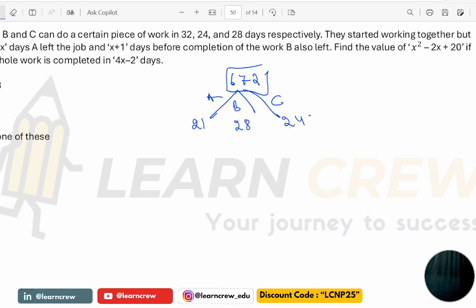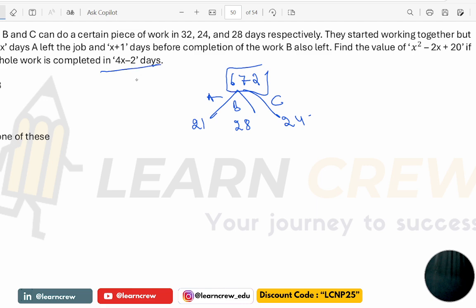Now A worked for X days. They started the work together, but after X days A left the job, and X plus 1 days before the completion of work B also left. Find the value of x square minus 2x plus 20. So A worked for X days. B worked for how many days?